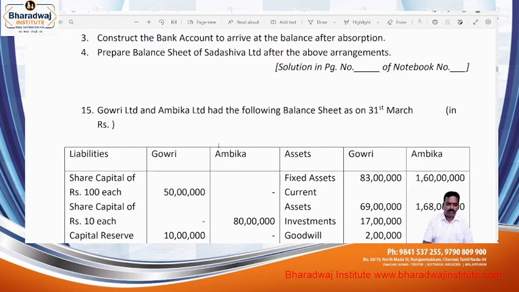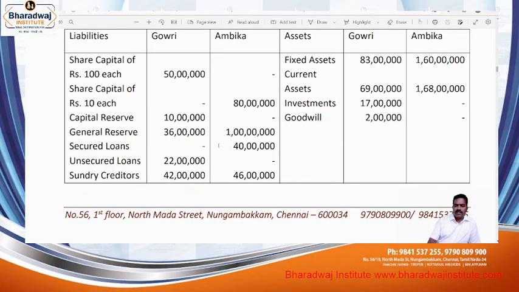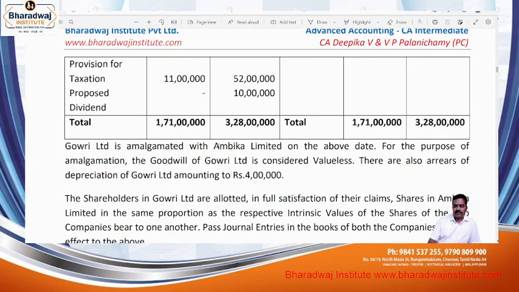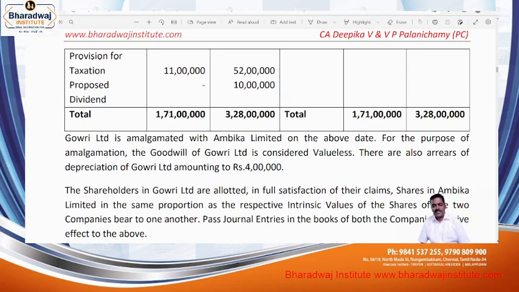Go to question number 15. Gauri and Ambika Limited, the following balance sheet is given to us. Gauri Limited is amalgamated with Ambika Limited on the above date. For the purpose of amalgamation, goodwill of Gauri Limited is considered valueless. Arrears of depreciation amounting to how much? Nothing but they ask you to alter the value of assets.